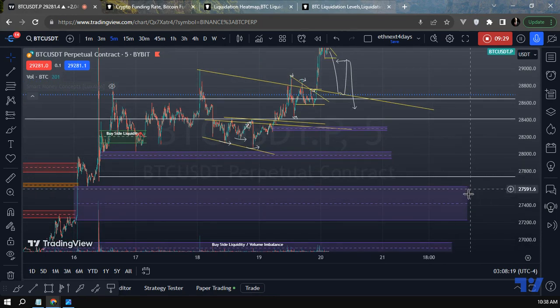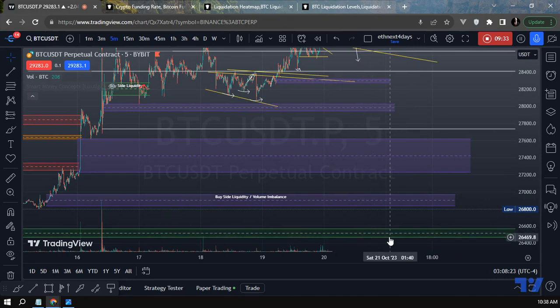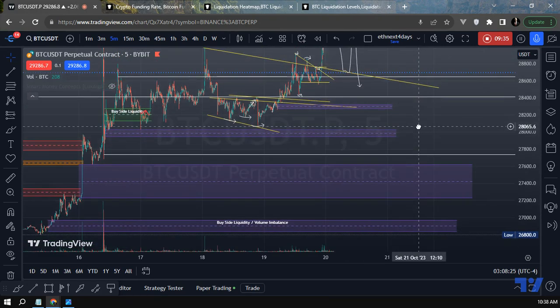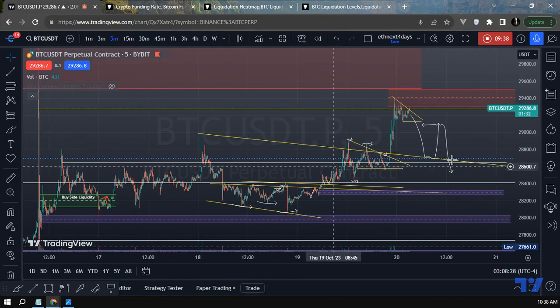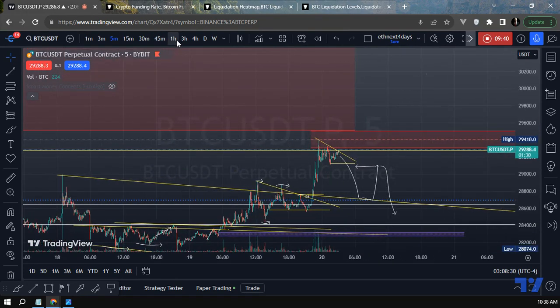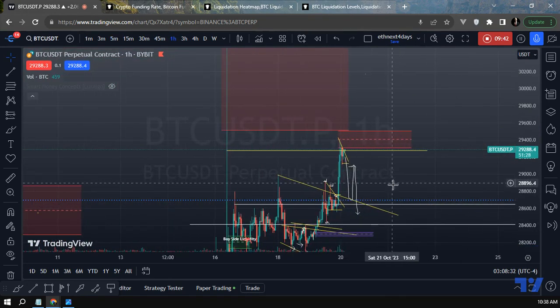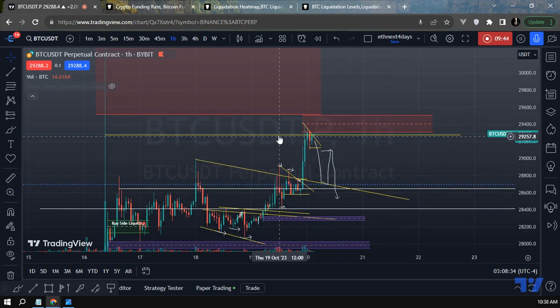We could have a catastrophic drop all the way to 26.9 or even lower to 26.5, 26.6. Really depends on what it wants to do today. But right now we are at the top here. I could just pull up the 1 hour candle right here. We could see that it's essentially trying to come up.